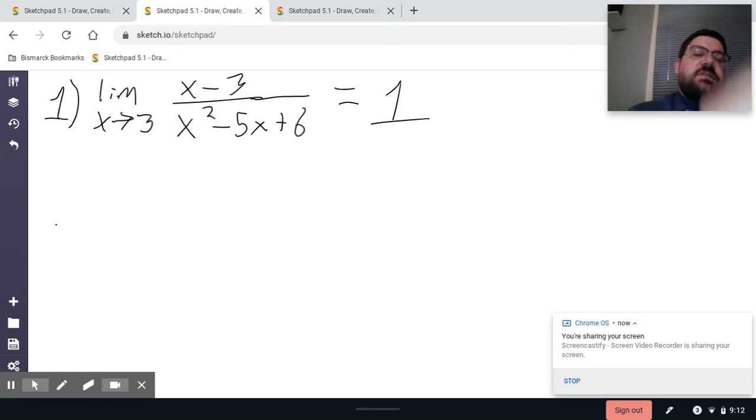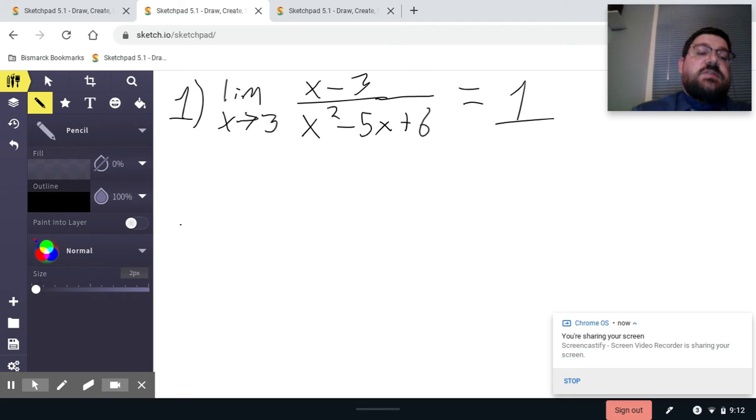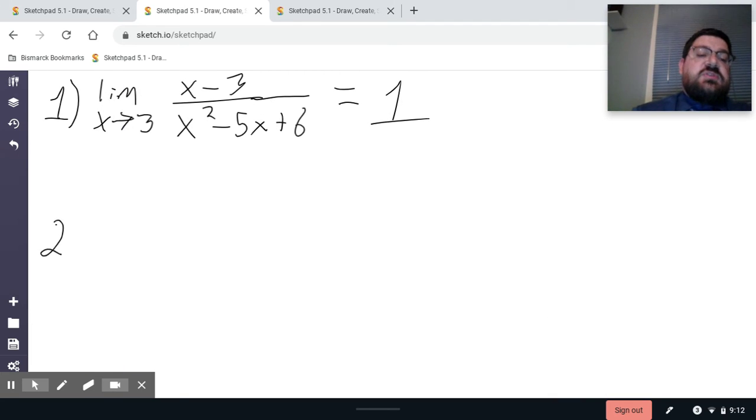All right, on to example 2. So our example 2 is going to use a function that we might not have talked about in a little bit. We're going to use an absolute value function.